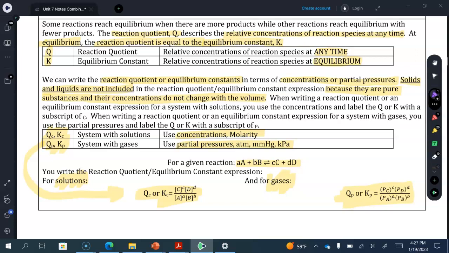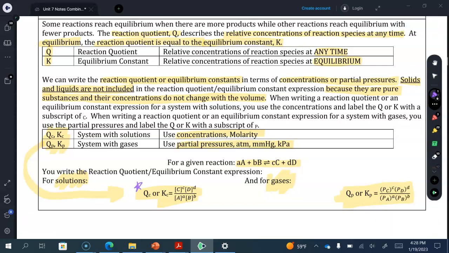When writing a reaction quotient or an equilibrium constant expression for a system with solutions, use the concentrations and label it as Q or K with a subscript of C. When writing reaction quotient or equilibrium constant expressions for a system with gases, use partial pressures and label those with a subscript of P. And they are a little different, as are the units. So the KC and KP, or QC and QP, are not going to be equal, because you're using very different units. When we write the expressions for solutions, we have this one.